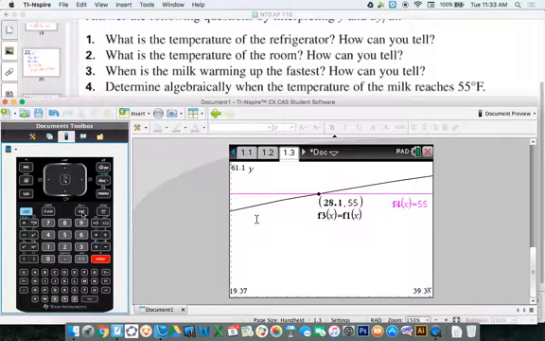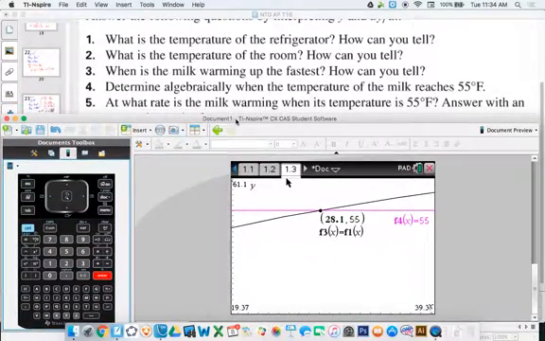Store that in A. So now anytime I hit A, it's going to think I mean 28.1 or whatever that is to 5 or 6 decimal places. If you don't know how to do that on an 84, you need to come see me, because there's a really quick and simple way to store your intersections on an 84.